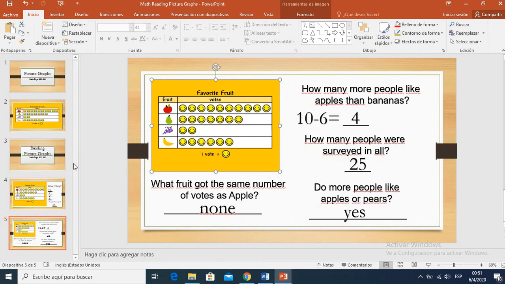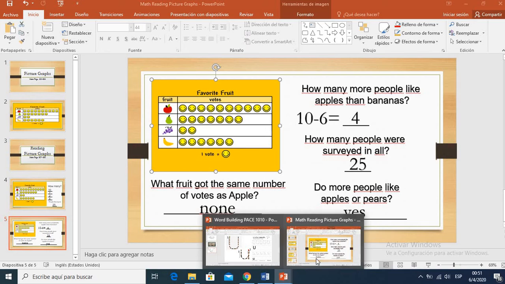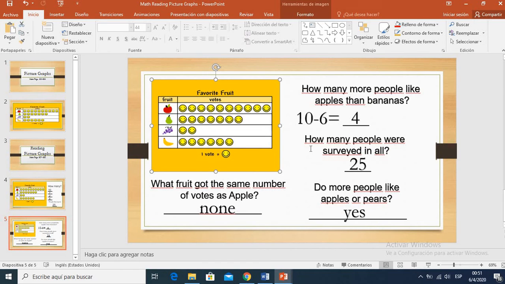In the work you have to do today, you have the same questions but with other picture graphs. In this case, you can guide yourself by answering the questions, okay? Now, stop the video or pause the video and work in your pages. Today, you have to work page 527 and page 528. Have fun and do it very well, okay?